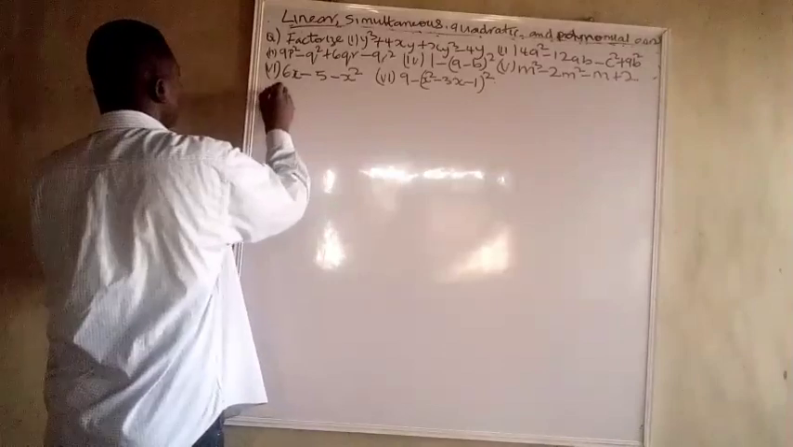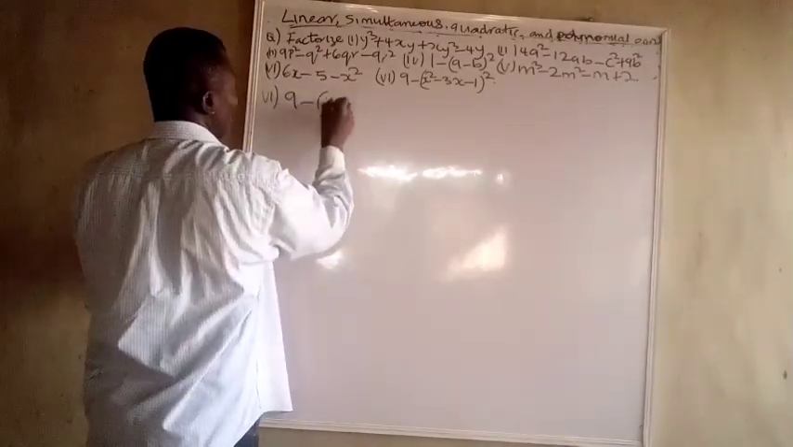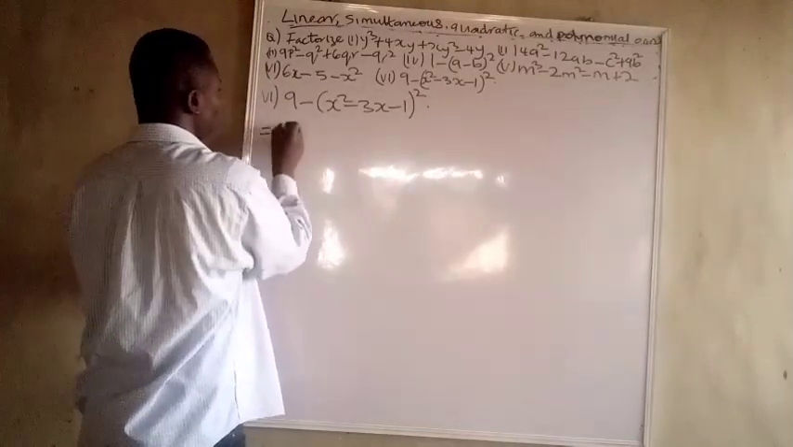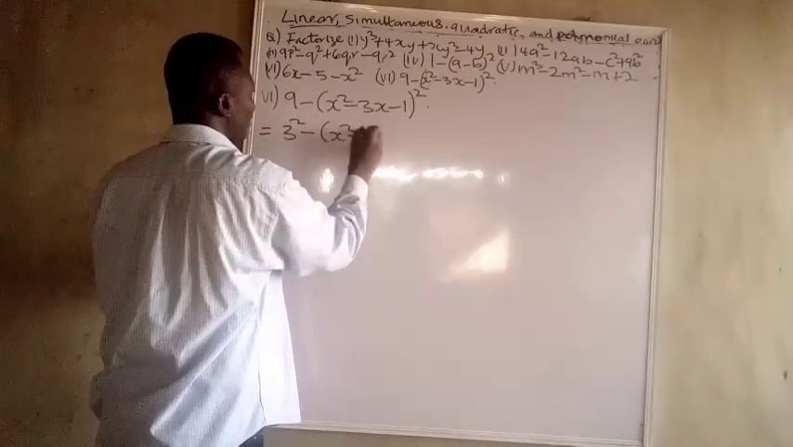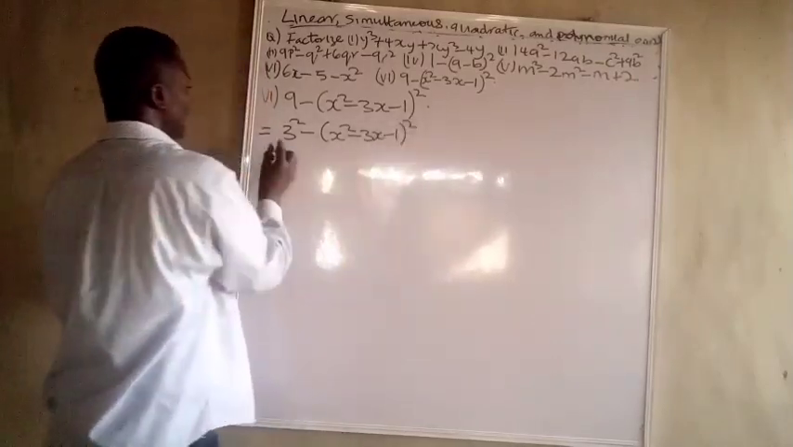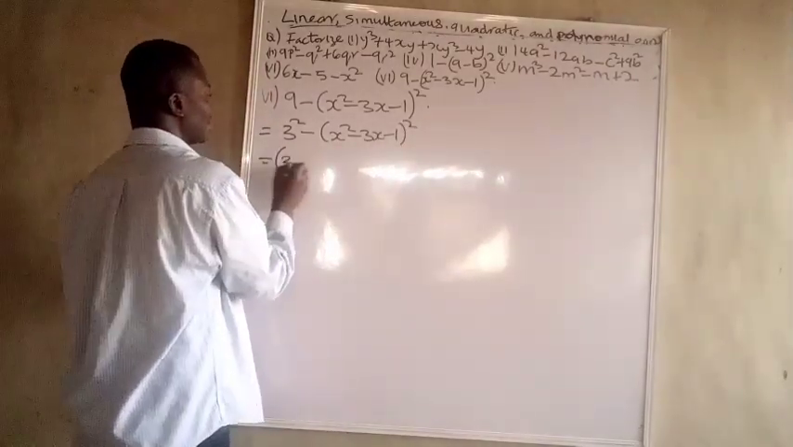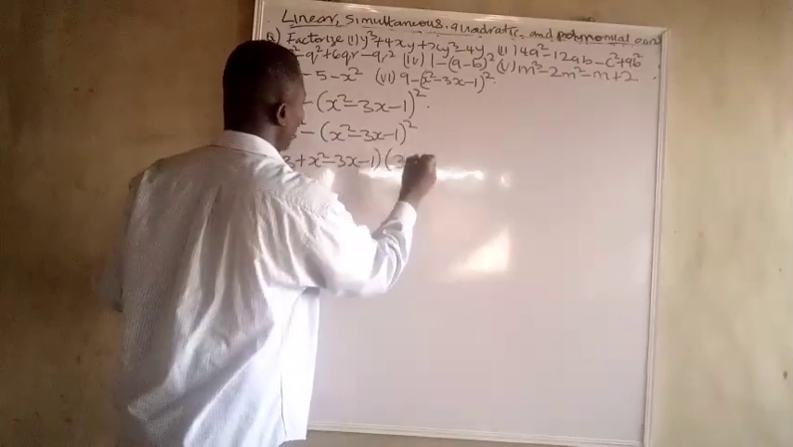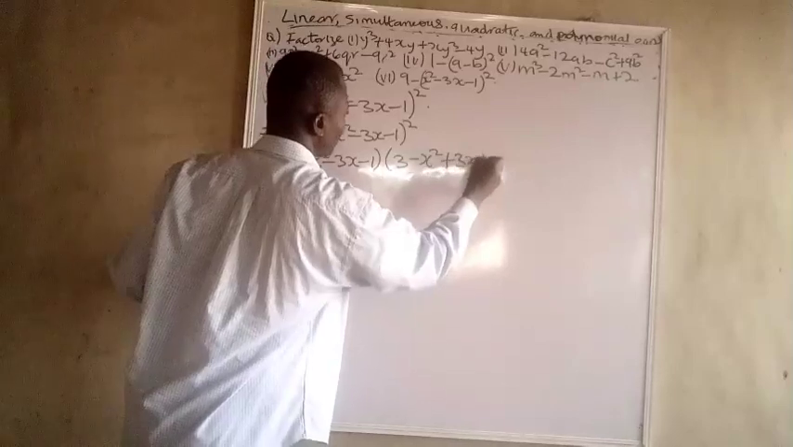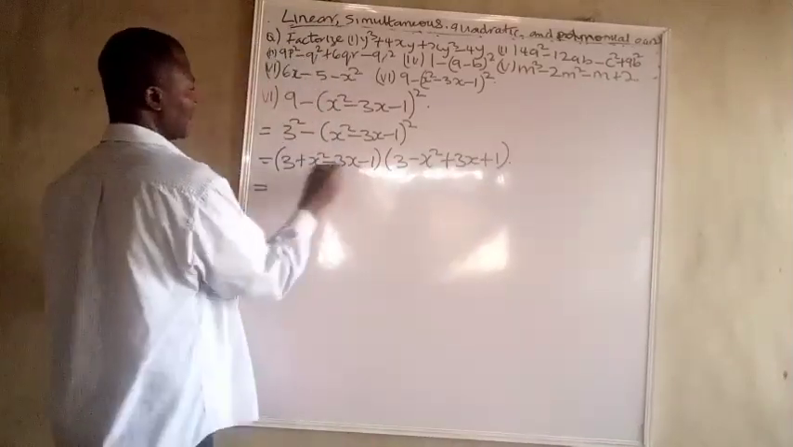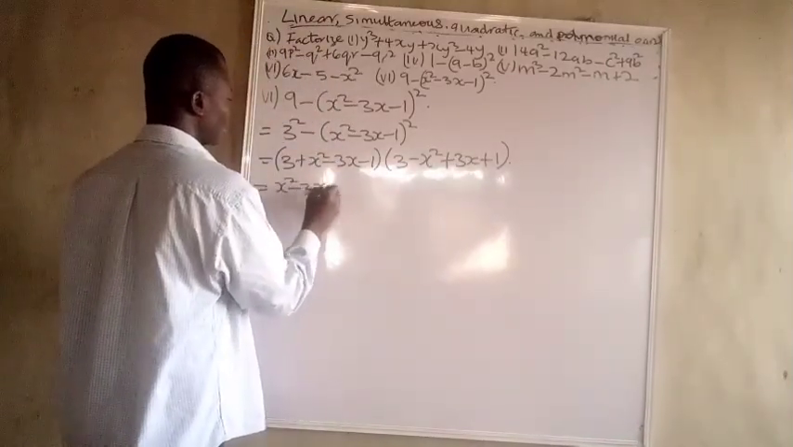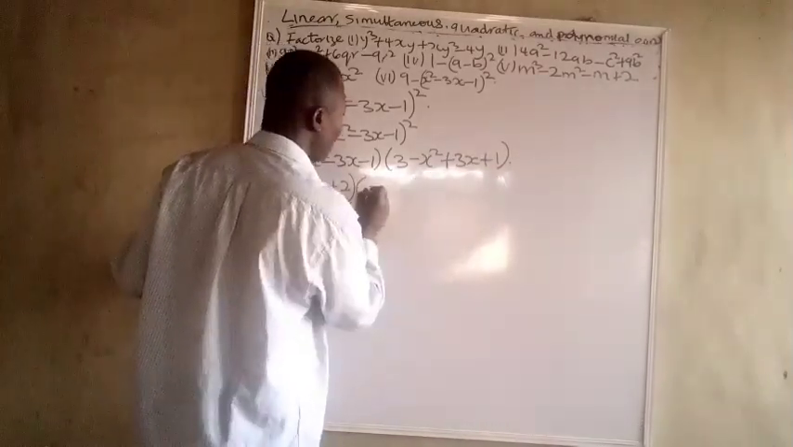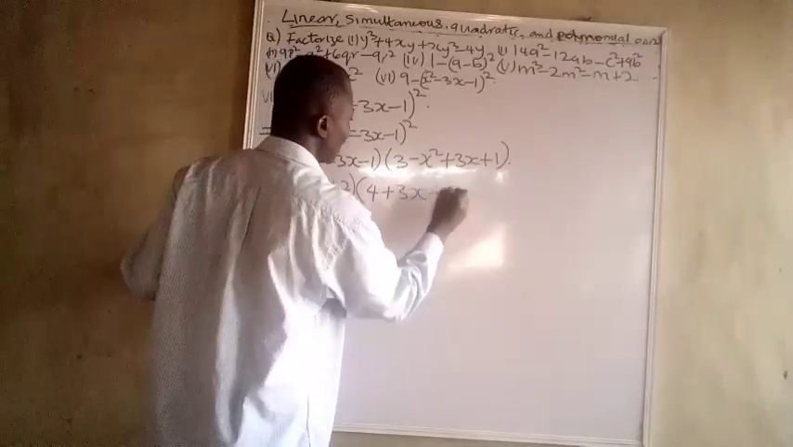So we have this: 9 minus x squared minus 3x minus 1 squared. So this will be equal to 3 squared minus x squared minus 3x minus 1 squared. Now this is difference of two squares. So we can do it like this: 3 plus x squared minus 3x minus 1 into 3 minus x squared plus 3x plus 1. And that will give us x squared minus 3x plus 2. And this will give us 4 plus 3x minus x squared.